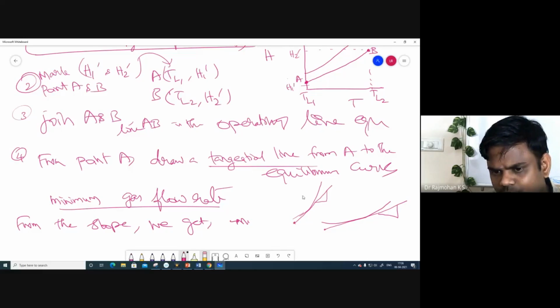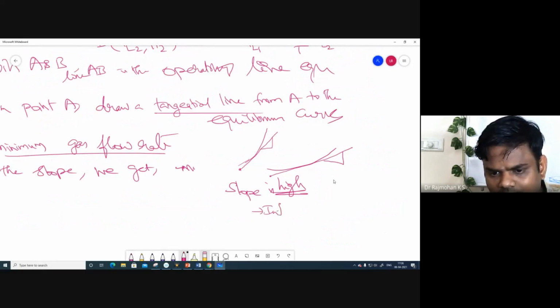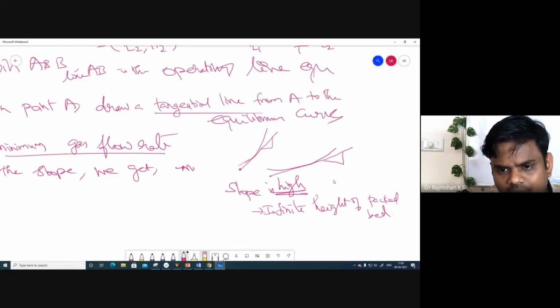Depending upon the slope value, when the slope is high or maximum for the tangential line drawn, it means that we need an infinite height of packed bed. So the height required is going to be maximum when the slope is high. In this one the slope is less, so it is preferred. When the equilibrium curve and tangential line are like this and the slope is high, we are going to have an infinite height of packed bed. So it depends upon the slope only.